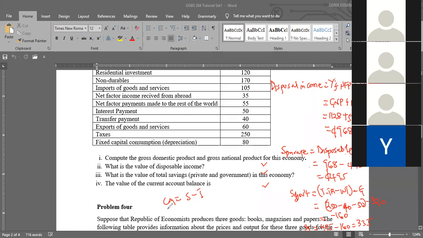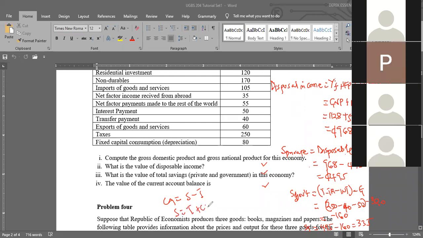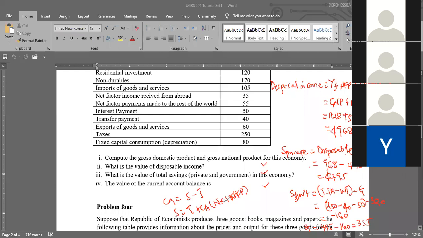Do you remember when we did the derivation, we had something like S is equal to I plus CA, plus NX? If I make change of subject from here, because we have our I, we have our savings, this is the same as NX plus NFP. We don't want to go through the stress, so let's use the common formulas so that we'll be fine.